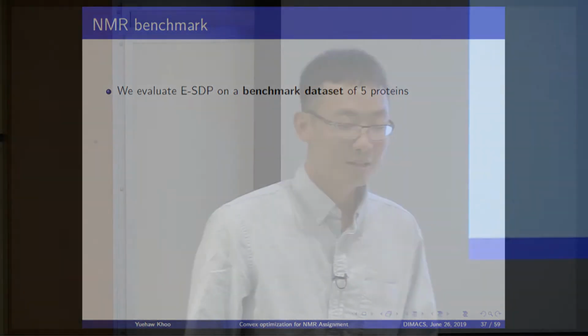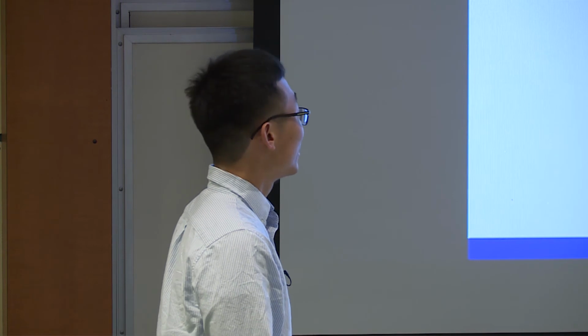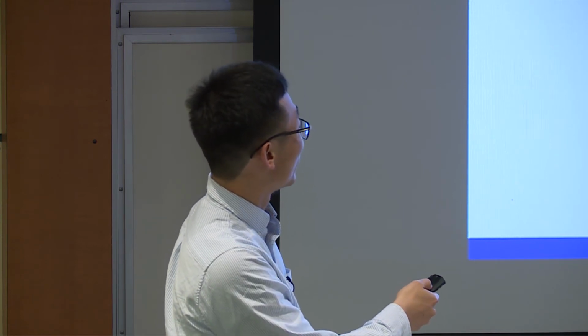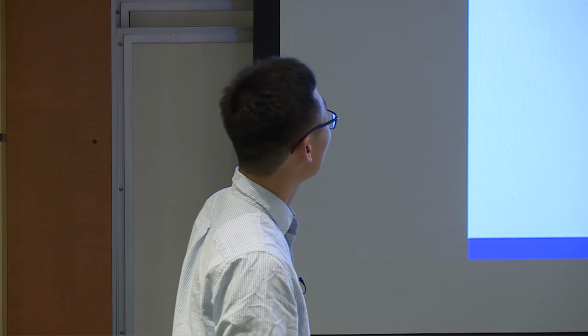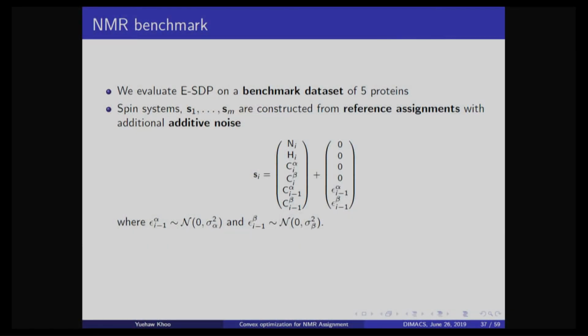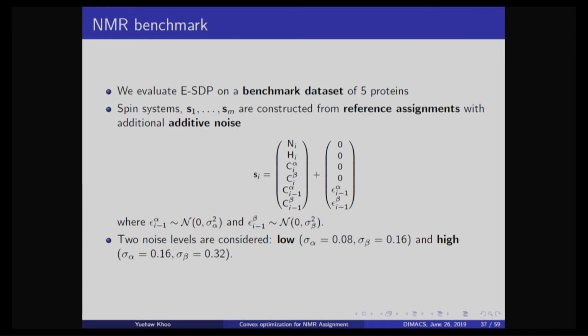Now let's turn to the NMR problem. We evaluate E-SDP on the benchmark data set with 5 proteins. Like I said, we construct the spin system, and for the frequencies of the adjacent carbons, we add some noise. This is to create mismatch between the adjacent spin systems. We consider 2 levels of noise: a low noise regime and a high noise regime, which correspond to how much variance we add in this noise model.